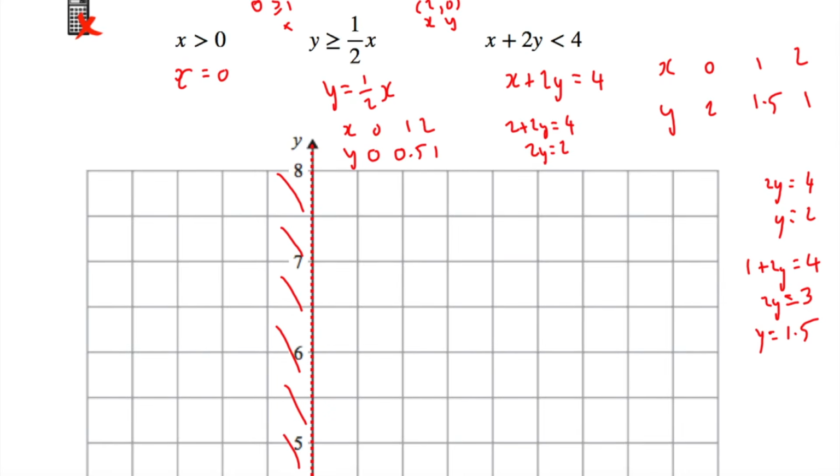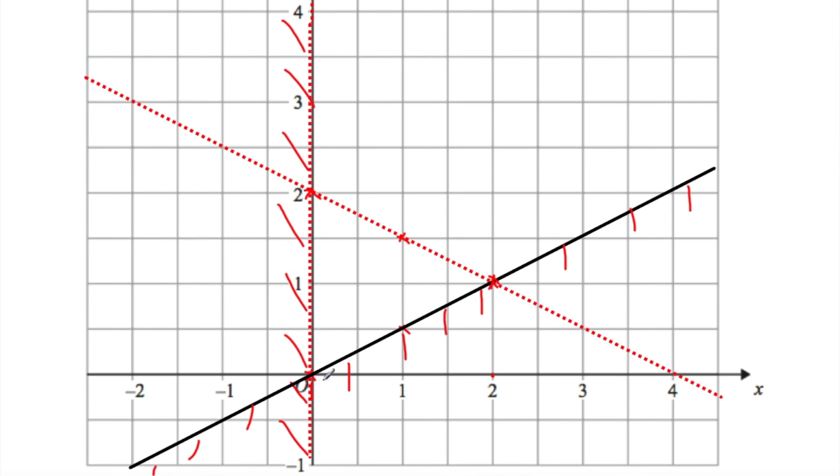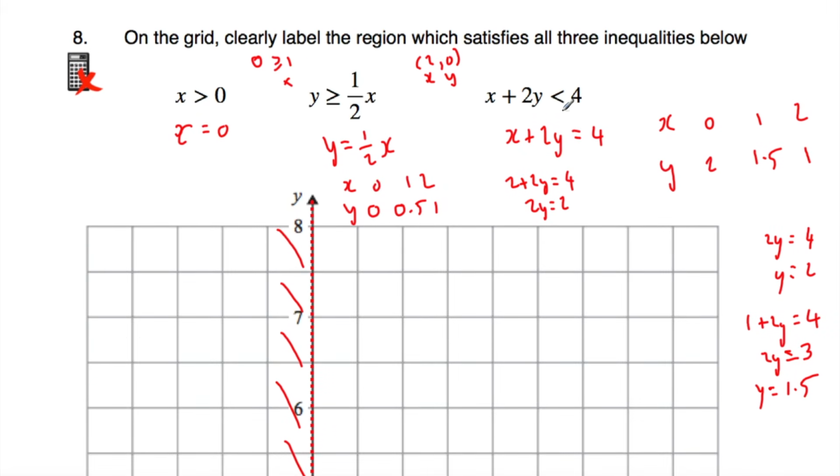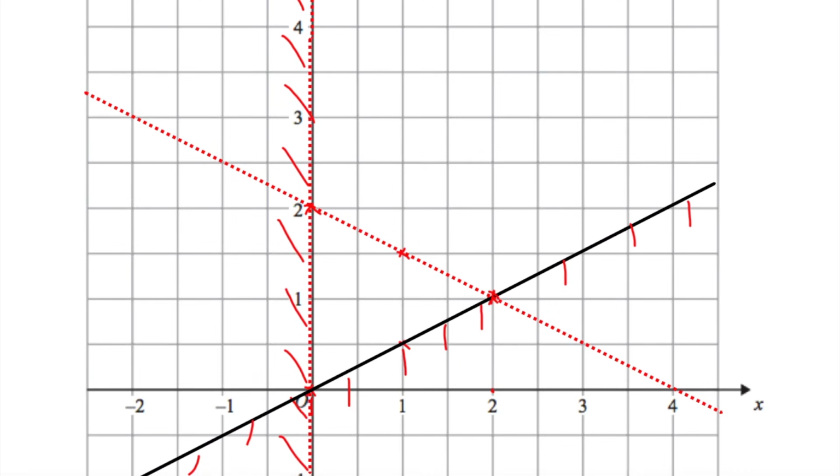Now we want to find out what region to accept, so let's choose a point that's not on the line. And I'm going to choose the origin, the point (0, 0). So let's go back up to our inequality here, and we're going to choose the point (0, 0). So x is 0 and y is 0, and let's substitute them in. So 0 plus 2 times 0 is less than 4, and we've got 0 is less than 4. Yes, 0 is less than 4, so that works.